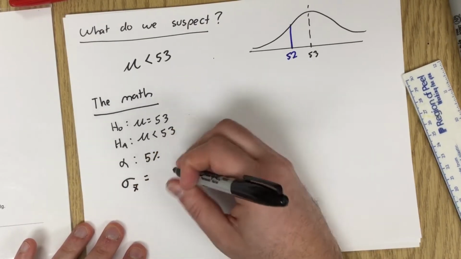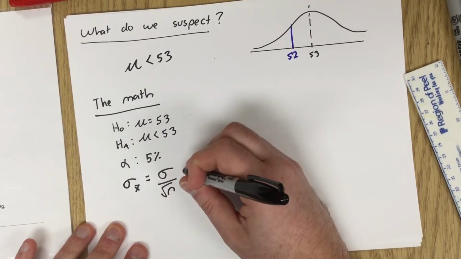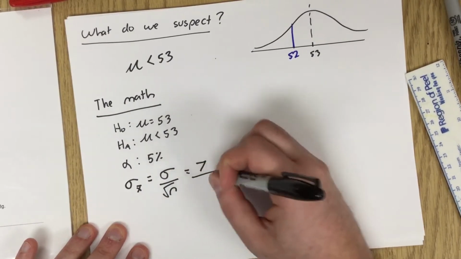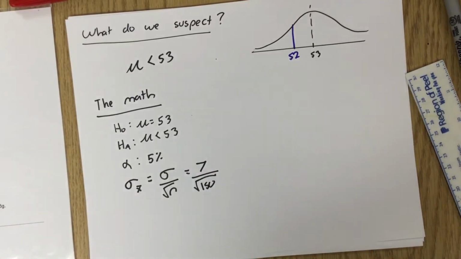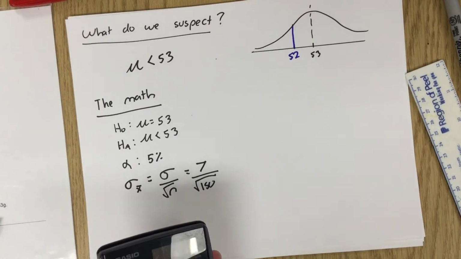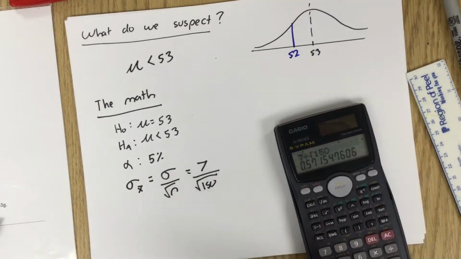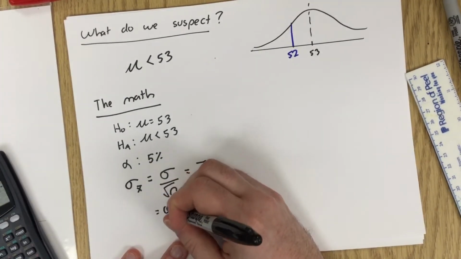So it's going to be the standard deviation divided by the square root of n. The standard deviation was 7 divided by the square root of 150, which is going to be 0.57, which doesn't really matter.